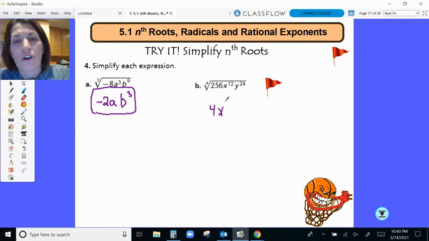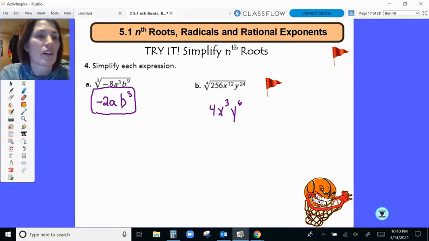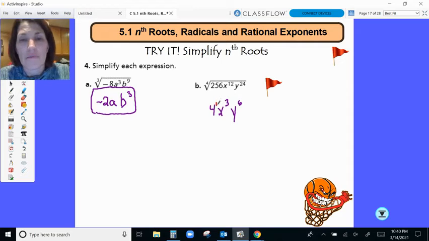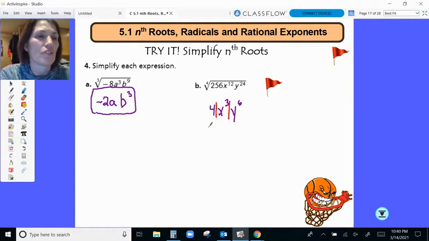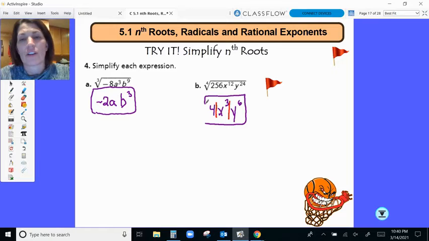X to the 12 divided by 4 is x cubed, y to the 24 divided by 4 is y to the 6th power. And we do have an odd power here, so we have to make sure we wrap that in absolute value. And then we will have our simplified expression: 4 times the absolute value of x cubed times y to the 6th, okay?